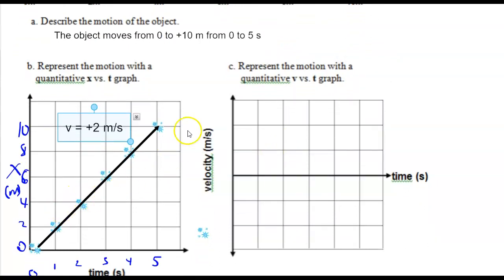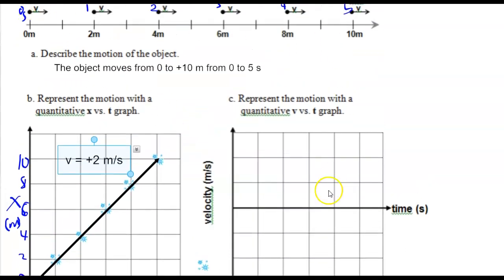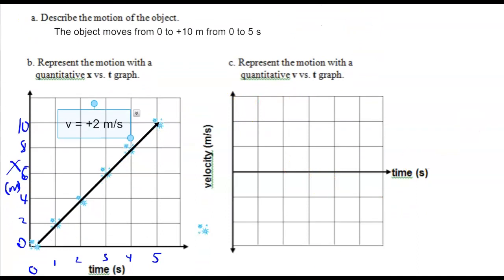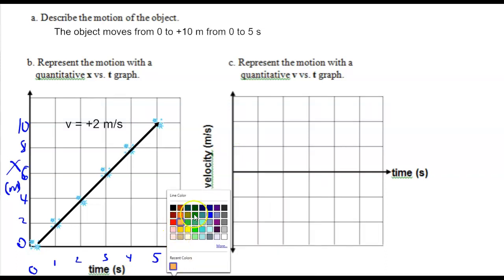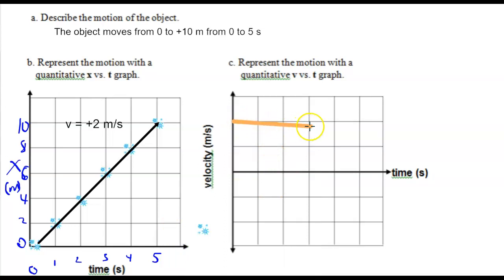Because it's going at a uniform, constant rate, when we draw this out for our velocity versus time graph, it is going to be at that same value the entire time. So 1, 2, 3, 4, 5. I'm going to stop at 5 because I didn't go past that dot. And again, the same kind of labels on the time axis.